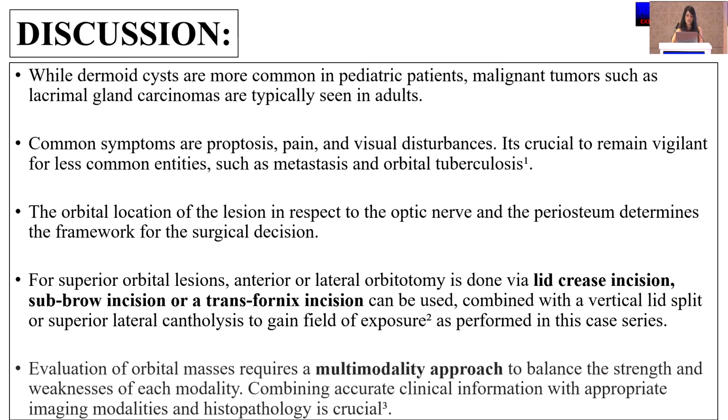Dermoid cysts are more commonly observed in pediatric patients, whereas malignant tumors are more typically seen in adults. All of these have a similar presentation. Therefore, it is important to remain vigilant for less common entities such as metastasis and orbital TB. For superior orbital lesions, lid crease incision, subbrow incision, or transconjunctival incision can be given, as performed in this case series. And the evaluation requires a multimodality approach.